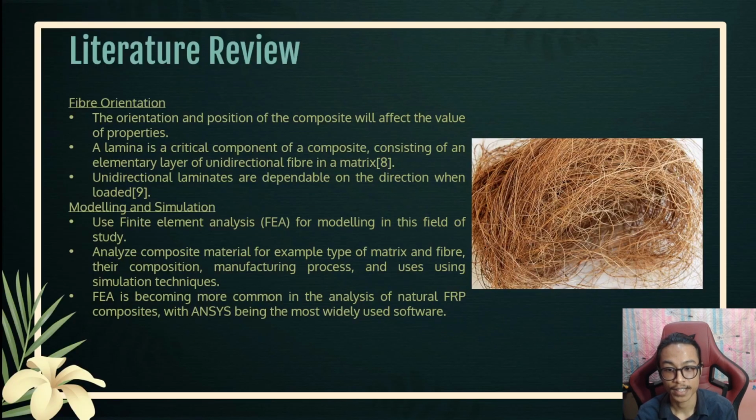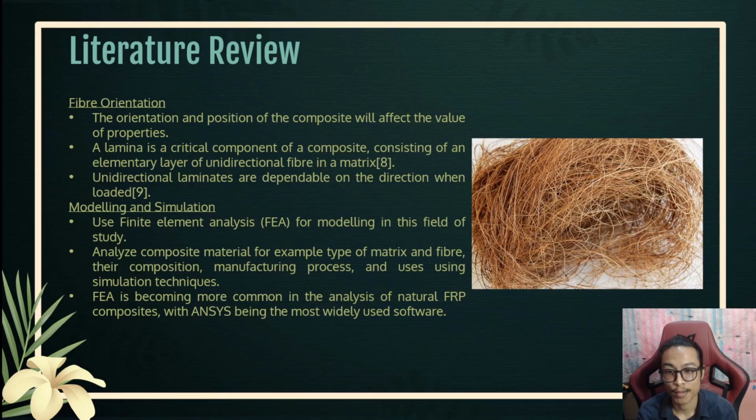Fiber orientation. The orientation and position of composite will affect the value of properties. A lamina is a critical component of a composite, consisting of an elementary layer of unidirectional fiber in matrix. Coir FRP composite has a variety of fiber orientations, for example unidirectional, multidirectional, and woven. Unidirectional laminates are dependent on the direction when loaded.